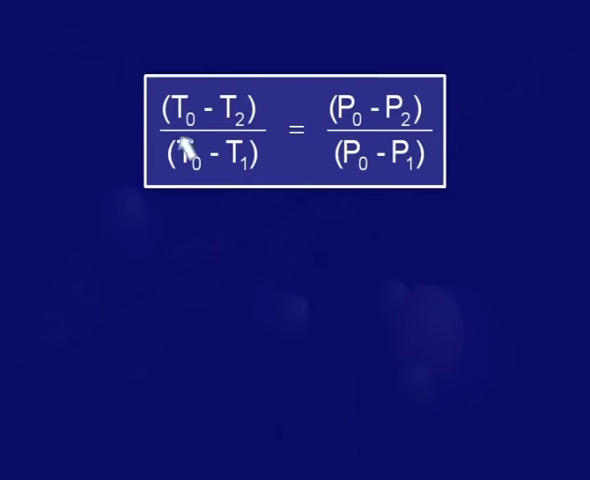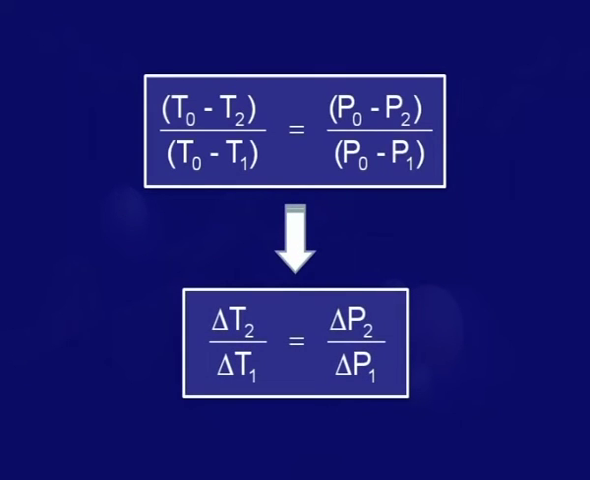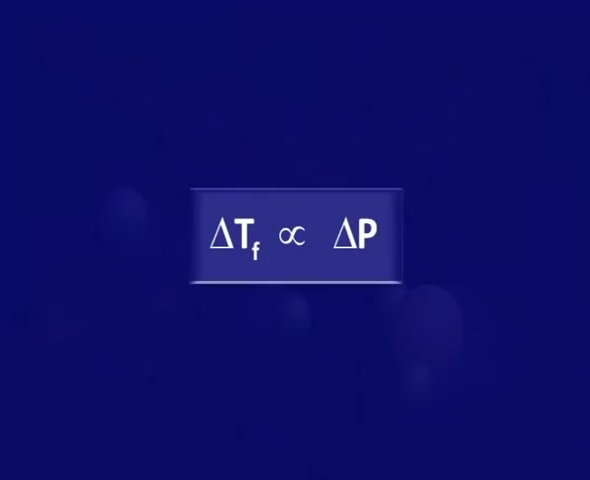Now, T0 minus T2 is the depression of freezing point for the second solution and T0 minus T1 is the depression in freezing point for the first solution. Similarly, P0 minus P2 is the decrease in vapor pressure for the second solution and P0 minus P1 is the decrease in vapor pressure for the first solution. Therefore, from this relationship we have delta T2 upon delta T1 equal to delta P2 upon delta P1, or we can say that decrease in freezing point is directly proportional to decrease in vapor pressure. Hence, delta Tf is directly proportional to delta P.